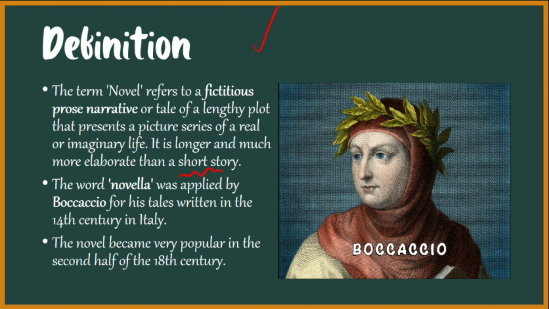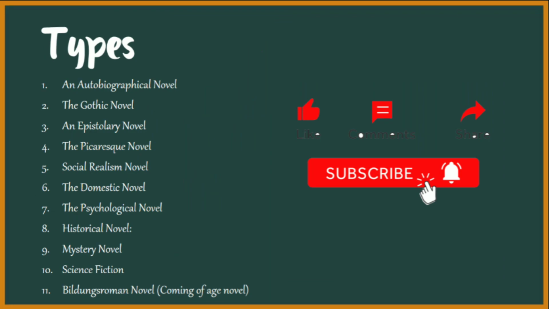Now, let's see from where this word novel has come. The word novel has come from the word novella. This word was first applied by Boccaccio for his tales written in the 14th century in Italy. Though it started in the 14th century, the novel became popular in the second half of the 18th century. There are many types of novel in English literature, but we will see the most important ones.